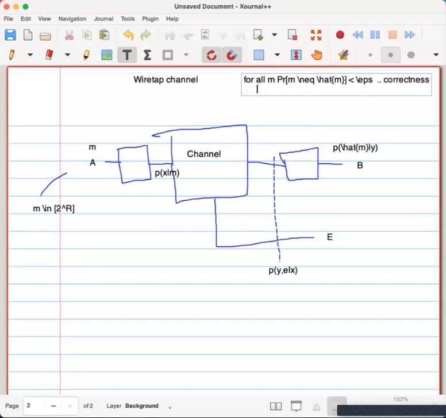And then there is a secrecy requirement. It says that the probability of E given M, I put in a fixed M. So what E gets is a random variable. So this probability distribution of E given M should be approximately close to a fixed probability distribution. Let us say the marginal distribution on E.